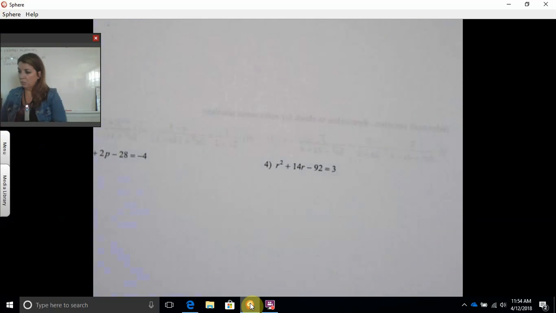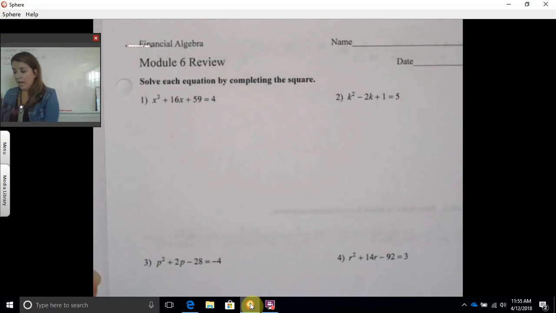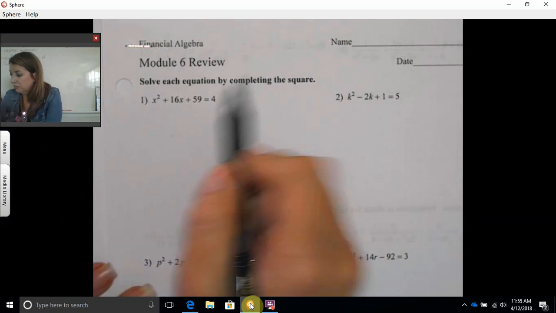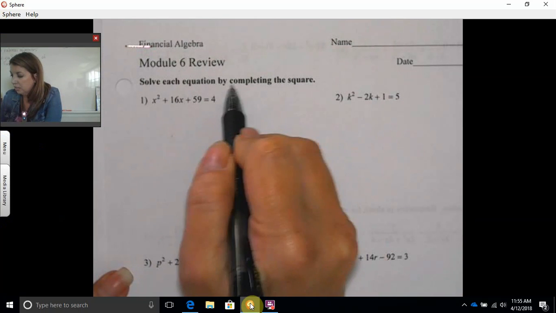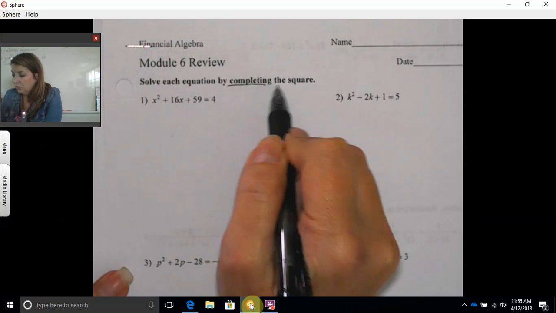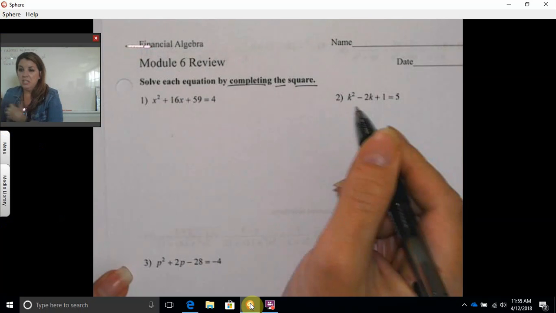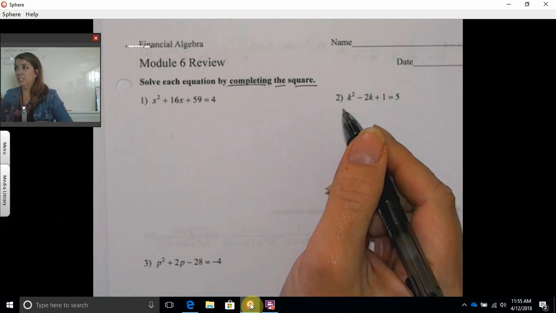Okay, so we are reviewing for Module 6. I'm going to do some problems with you, and you're going to do the rest on your own. The whole first section says to solve the equation by completing the square. I don't want you using another method. I want to know that you know how to solve by completing the square.